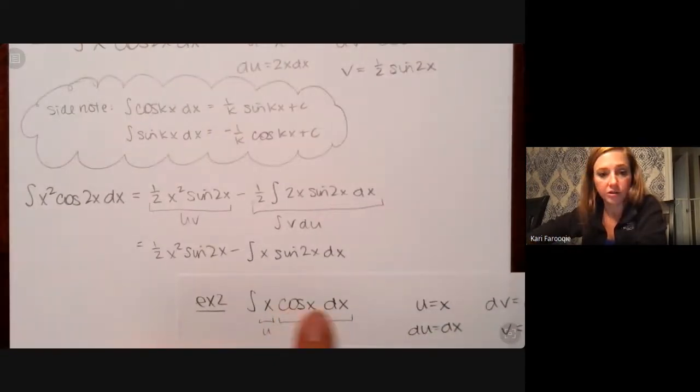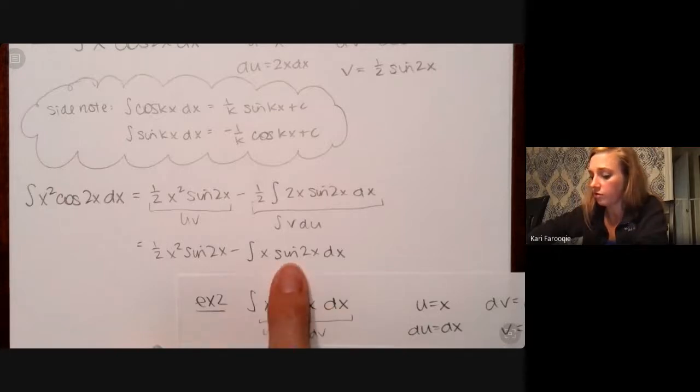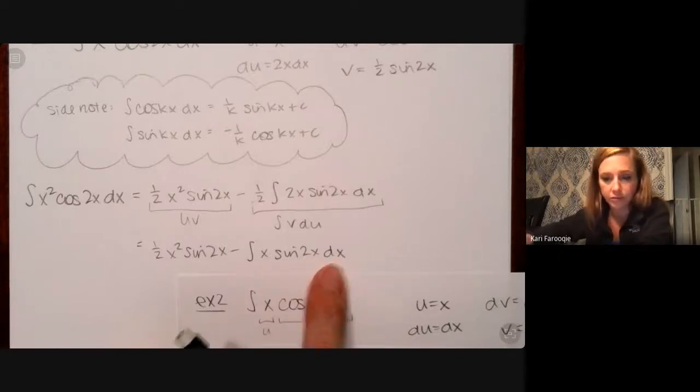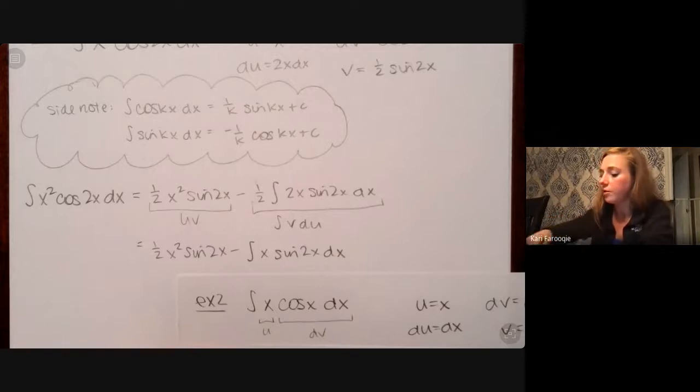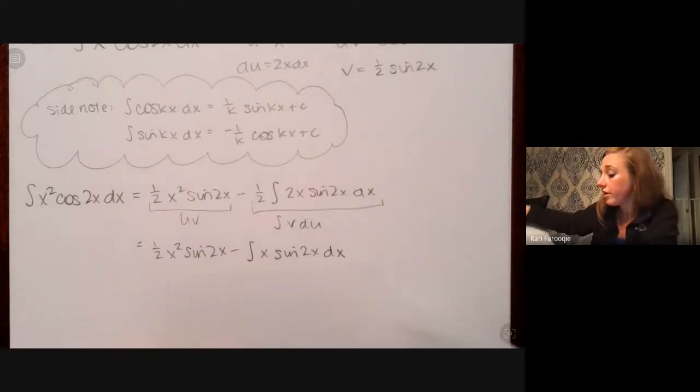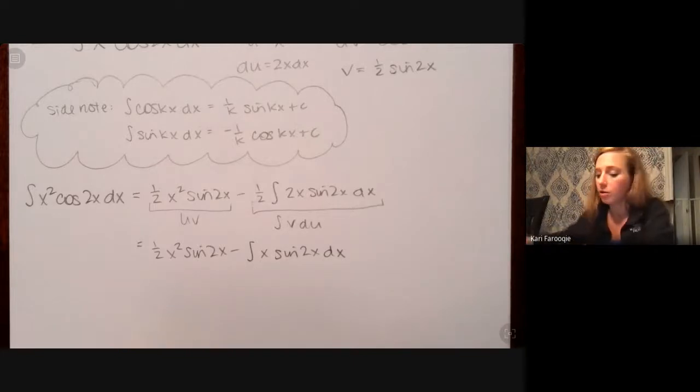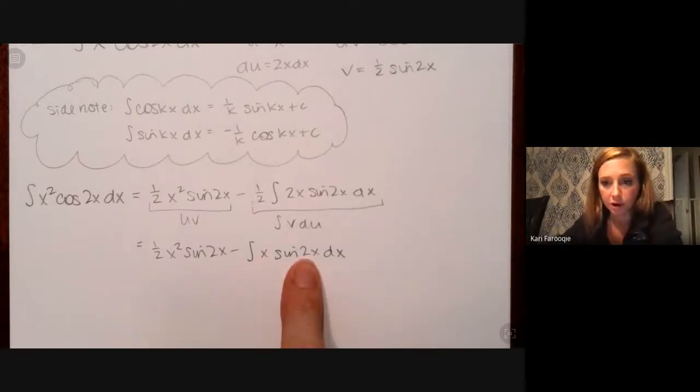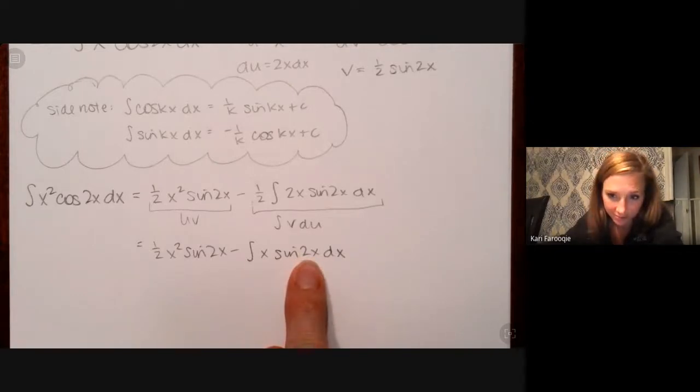X cosine x dx, and this time we have x sine 2x dx. So whether it's 2x or x doesn't matter, but you can see now what the problem is. You still have a situation where your integrand contains a product of 2 functions. If that's the case, you don't know how to integrate this. You're going to have to use parts again.